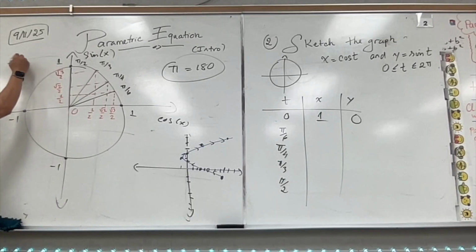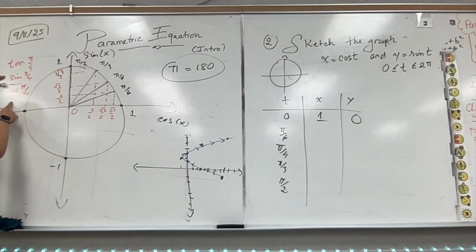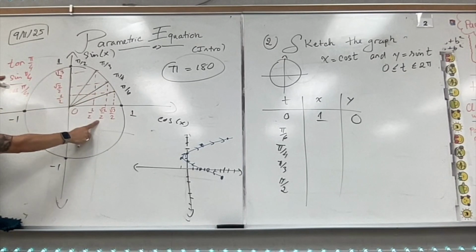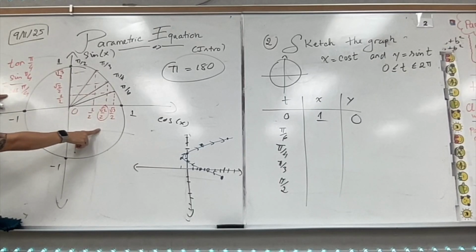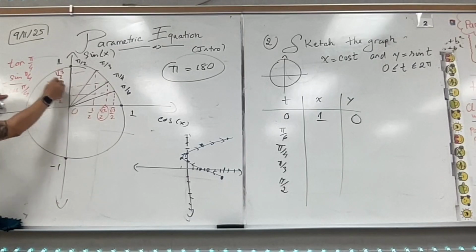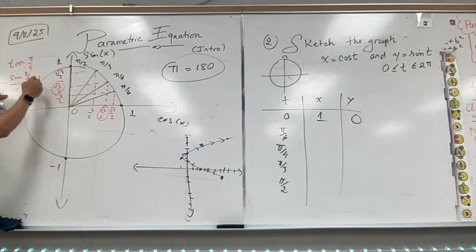So what's good? That's the reason why tangent of pi over 4 is... what is tangent of pi over 4? Well, tangent is sine over cosine, right? Sine of pi over 4 is square root of 2 over 2, and cosine of pi over 4 is also this. So that's the reason why tangent of pi over 4 is 1. So they are all connected.